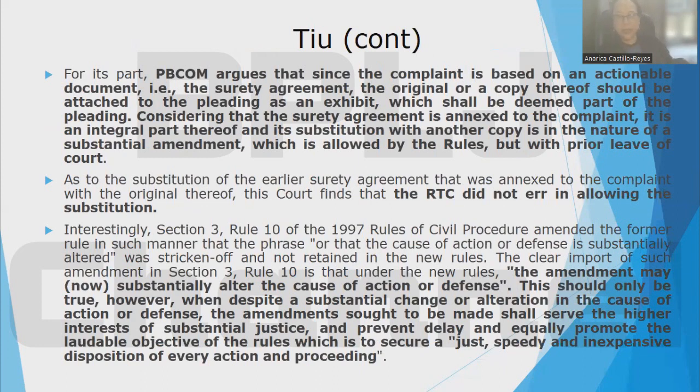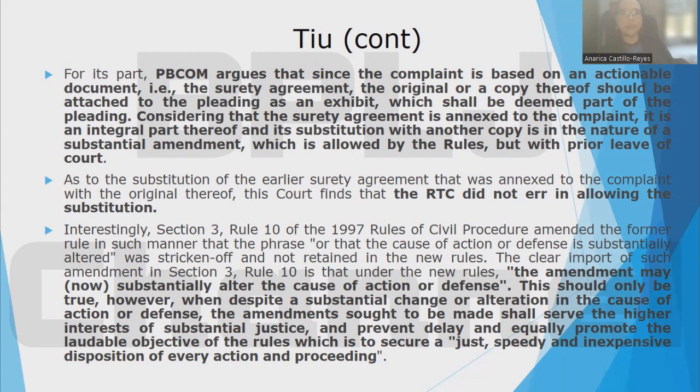PBCom contended that since the complaint is based on an actionable document, the surety agreement, the original or a copy thereof should be attached to the pleading. Considering that the surety agreement is annexed to the complaint, it is an integral part, and its substitution with another copy is in the nature of a substantial amendment, but with prior leave of court. However, this court found that the RTC did not err in allowing the substitution.